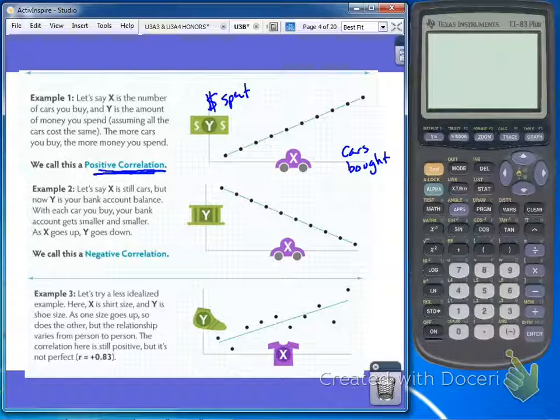Is there any sort of causation there? Does one cause the other? If I buy more cars, does that cause me to spend more money? Yeah. So there's a causation here.